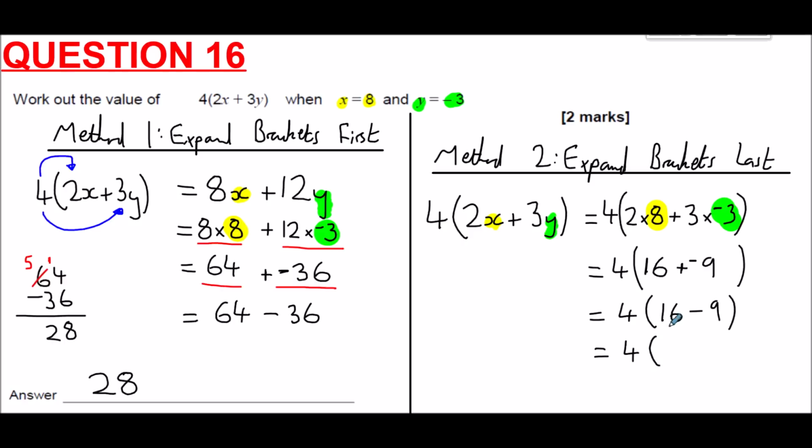So now, in the brackets, we've got 16 take away 9, which is 7. And the final step is just to do 4 multiplied by 7. Expand them out last, take what's on the outside and multiply it by what's on the inside. We'd have 4 multiplied by 7, which of course would give us 28. So doing it this way, we'd still get that this expression here equals 28. And so that's question 16 done.